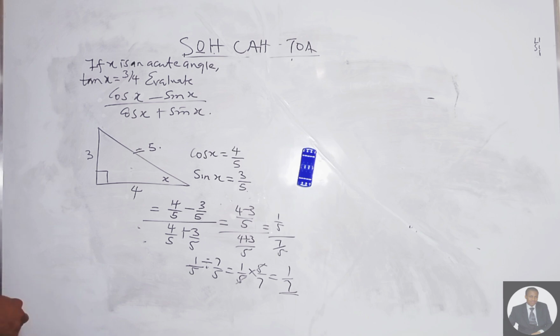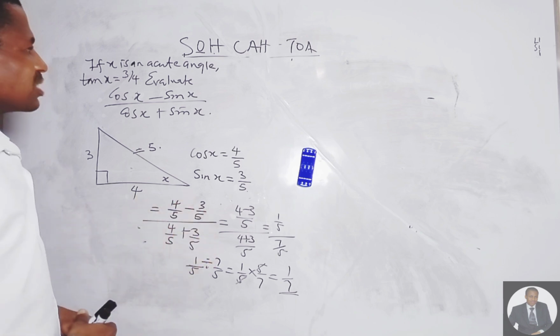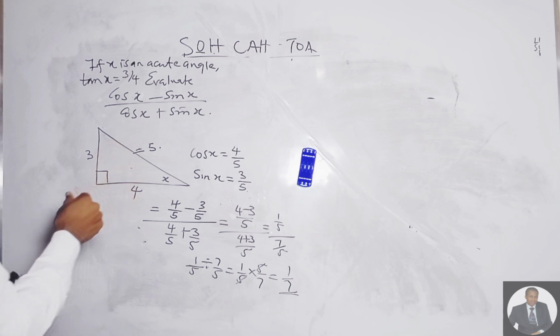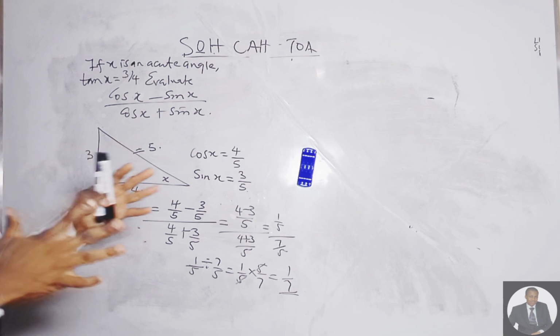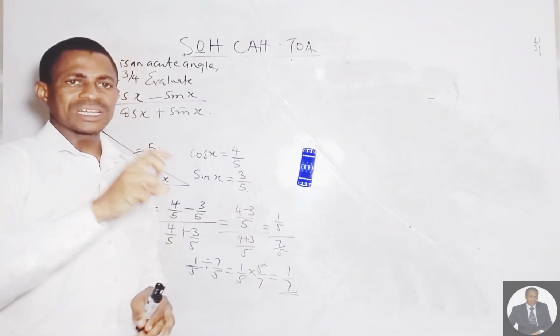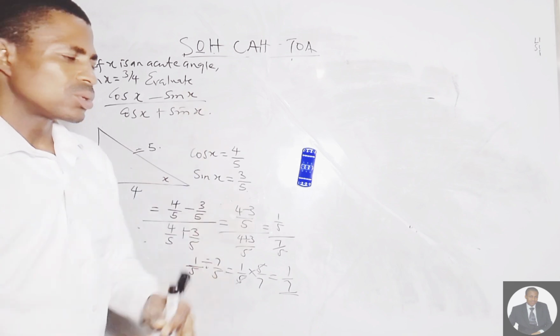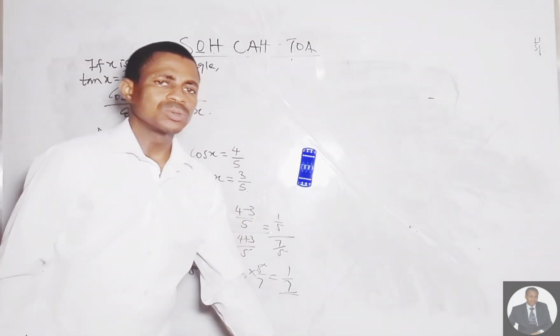Thank you for your time. We'll meet in our next class to discuss more about angles: 45 degrees, the ratio of 45 degrees to 90 degrees, the ratio of 30 degrees to 60 degrees, and to 90 degrees.